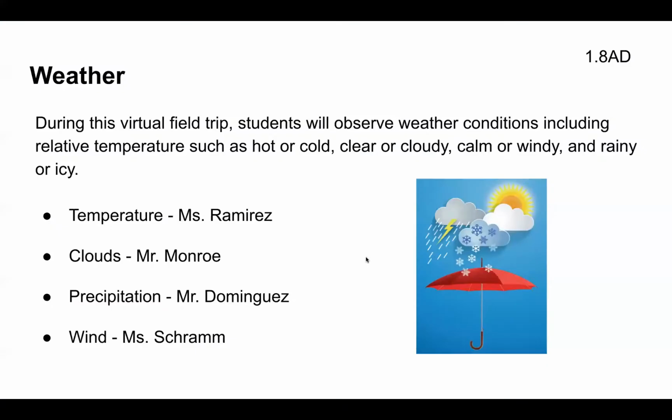And this morning's field trip is going to be all about the weather. During this virtual field trip, students will observe weather conditions, including relative temperatures such as hot or cold, clear or cloudy, calm or windy, and rainy or icy. So we're going to start things off this morning by exploring temperature with Mr. Ramirez. Next, we're going to learn about different types of clouds with Mr. Monroe. Third, we're going to explore different types of precipitation with Mr. Dominguez. And last but not least, we're going to learn about wind conditions with Ms. Schramm.